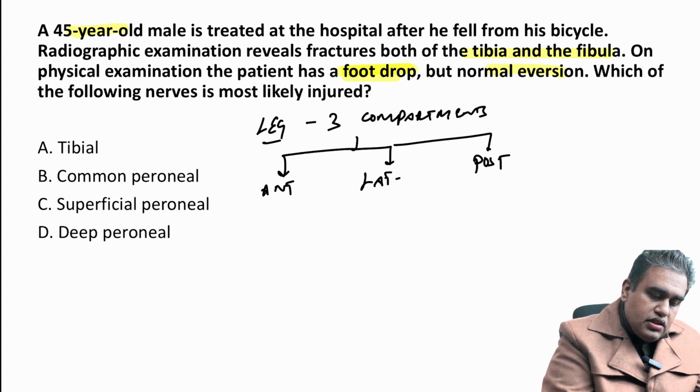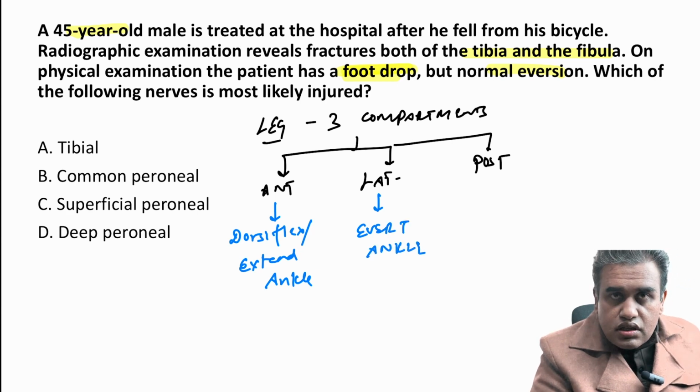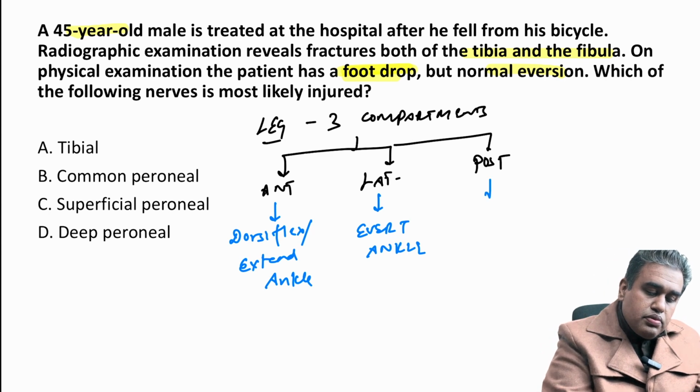The muscles of the anterior compartment, they actually dorsiflex, or you can say they extend the ankle. The muscles of the lateral compartment, they evert, they cause eversion movement at the ankle region or the foot region कह सकते हो. The muscles of the posterior compartment, they plantar flex, or simply we can say they cause flexion at the ankle.